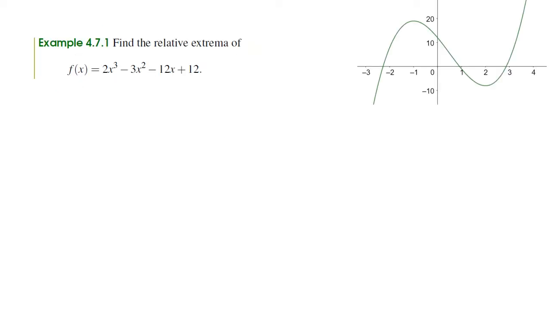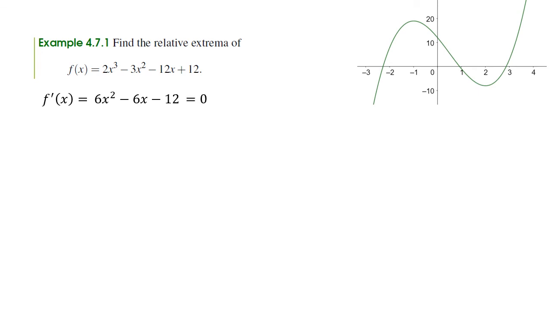Find the relative extrema of the function f of x is 2x cubed minus 3x squared minus 12x plus 12. The relative extrema occur at the critical values. We will find the critical values from f prime of x equals 0. Okay, f prime of x is the derivative of 2x cubed, which is 6x squared, minus the derivative of 3x squared, which is 6x, minus the derivative of 12x, which is 12, and the derivative of 12 is 0, and we let it equal 0.